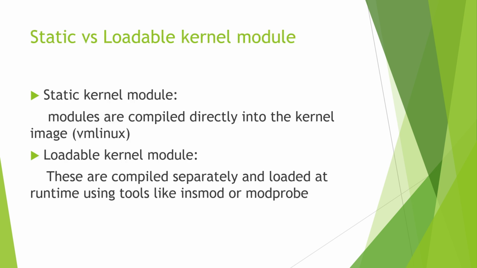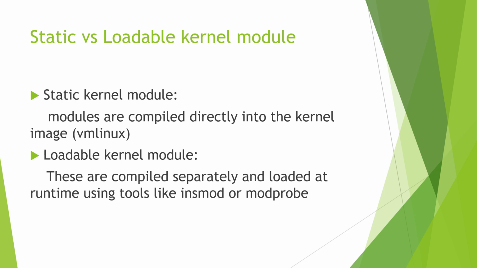In the build stage, you can build your kernel modules in two ways: as a static kernel module or as a loadable kernel module. In the case of static kernel modules, the modules are compiled directly into the kernel image. So it goes into the vmlinux or bzImage of your kernel, and it is always loaded when the system boots. You cannot remove a static kernel module without recompiling or rebooting the kernel.